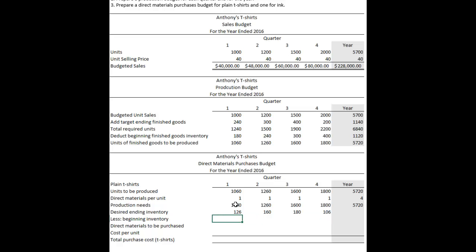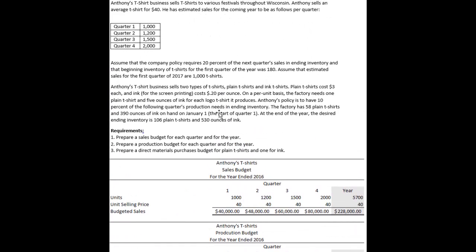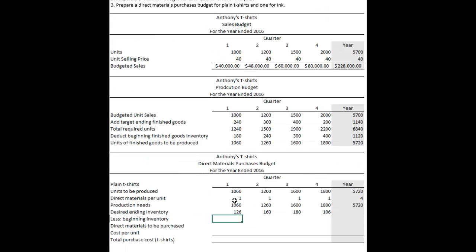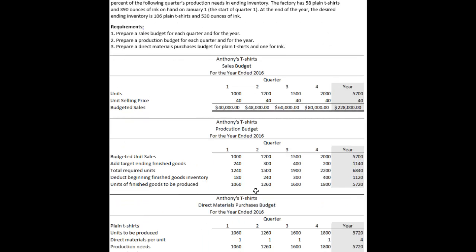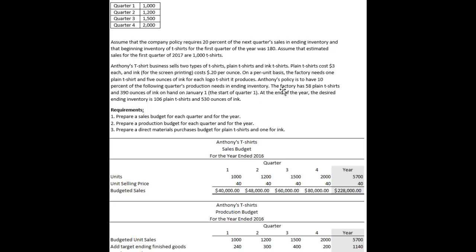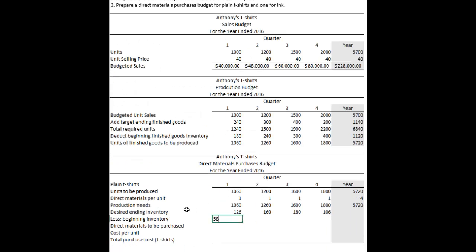So we're probably going to have some t-shirts on hand from the prior quarter, so we don't need to buy all of these t-shirts. And so again, we're going to have to look back up to the company's policy, at least for the first quarter. You're going to see here what we're going to do. The beginning inventory, let me find it, okay, right here: the factory has 58 plain t-shirts and so much ink on hand at the start of quarter 1. Look at that number, I forgot it. 58. So we started with 58, and that's all they told us. They didn't tell us anything about quarter 2, 3, or 4.